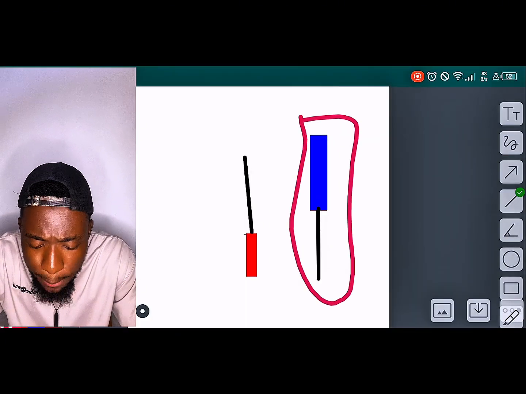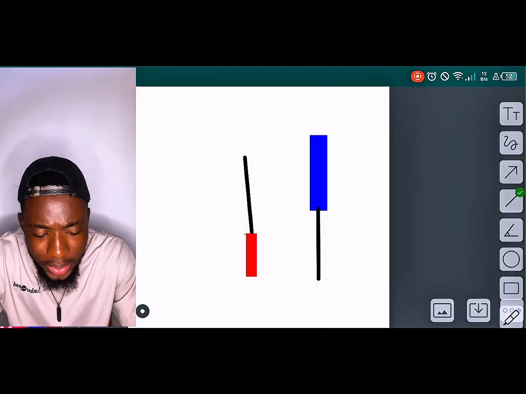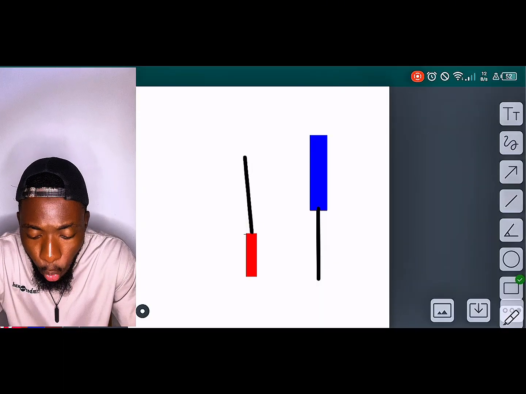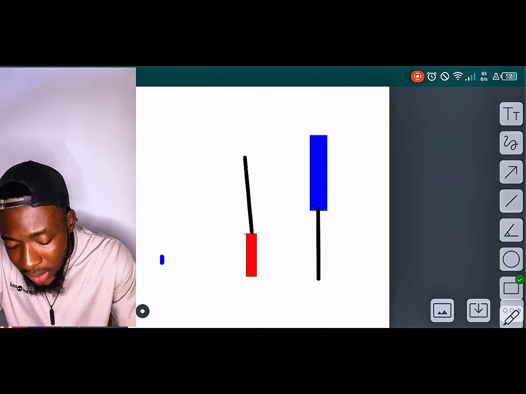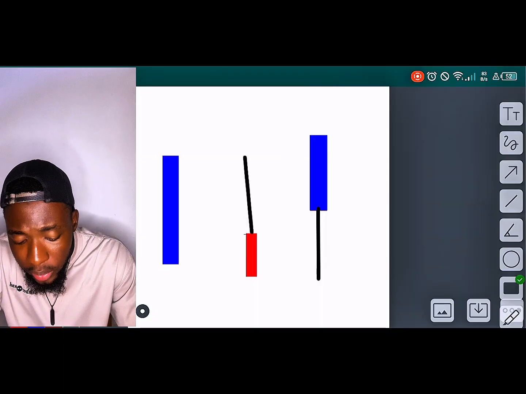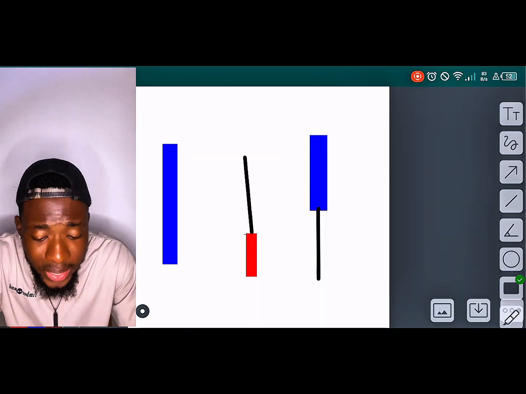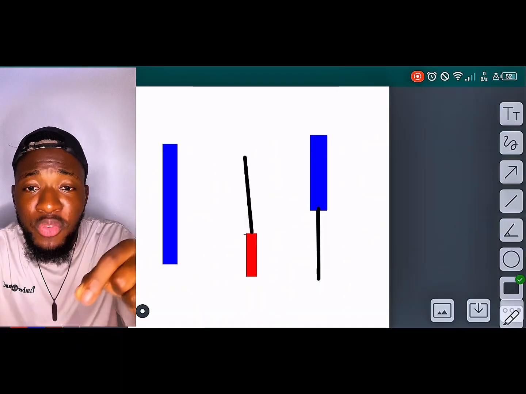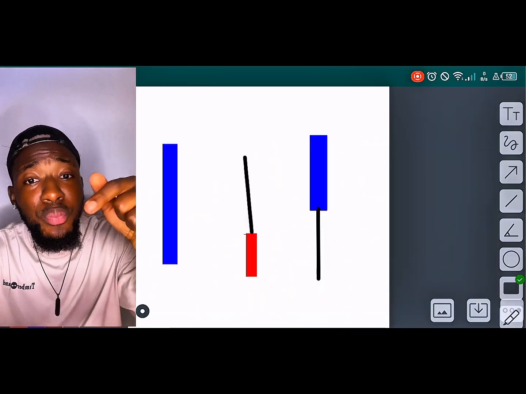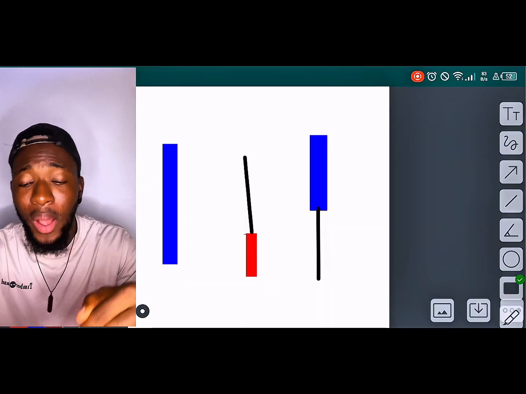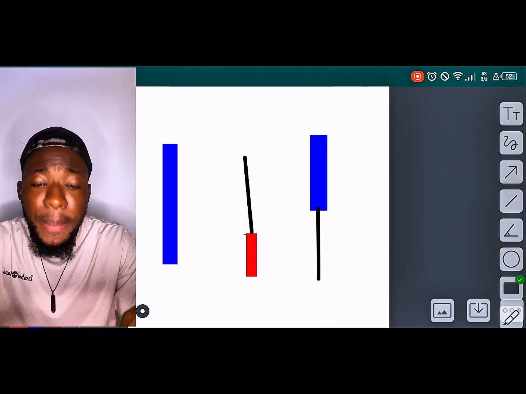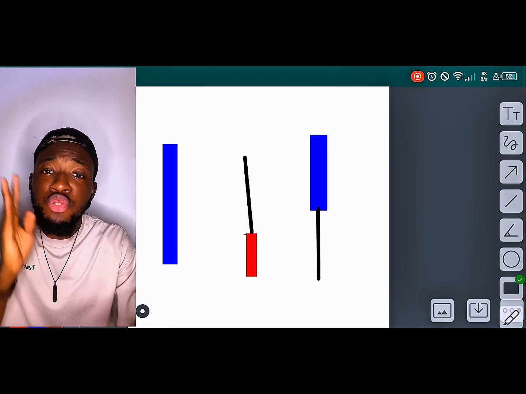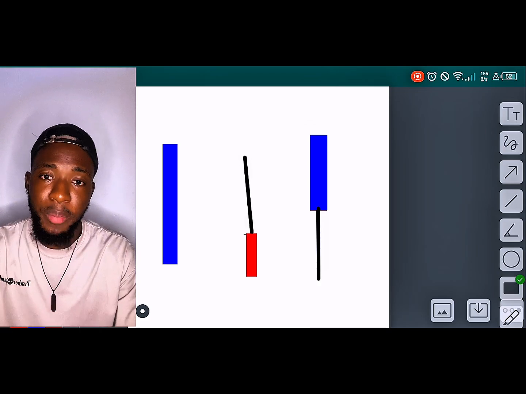What happens when you see a candlestick like this? It opened and just went up, and there was no wick at all. What is it telling you? It's telling you that during the whole process in which this time frame was forming, the sellers were unable to push the price lower. What does that mean? It means the buyers are in absolute control of the market.